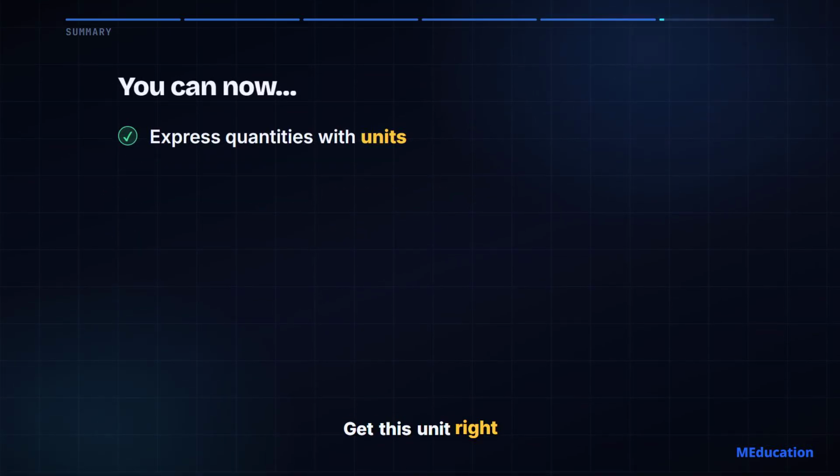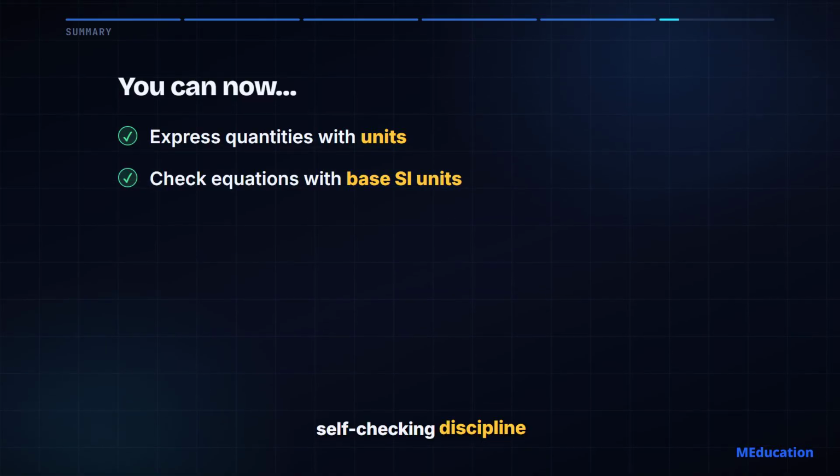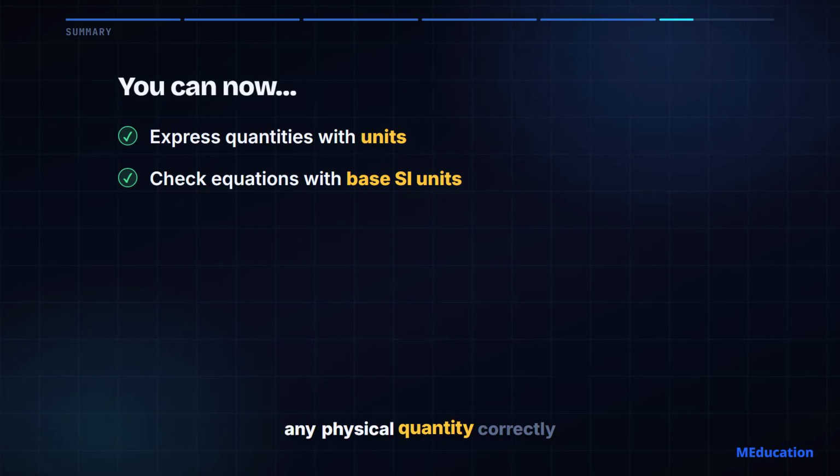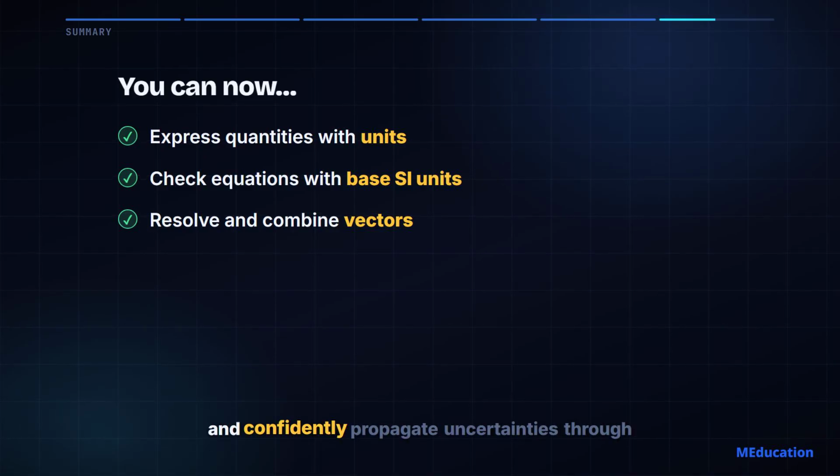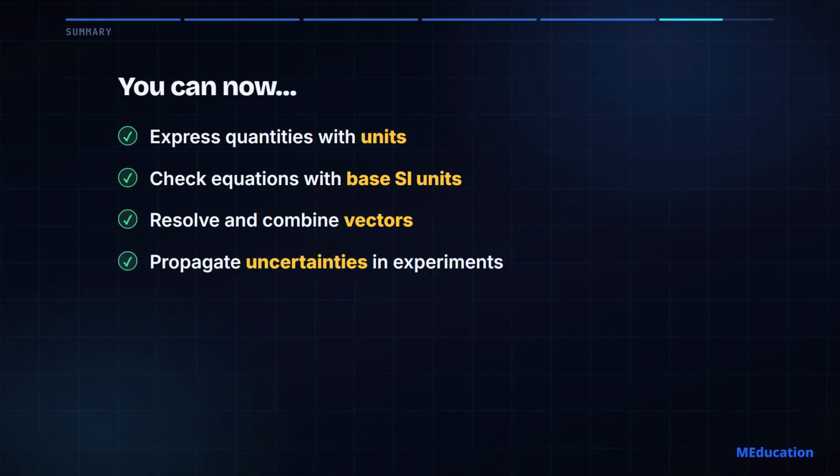Get this unit right, and the rest of the course becomes a structured, self-checking discipline. In this unit, you will learn to express any physical quantity correctly, check complex equations using base SI units, resolve vectors without sign errors, and confidently propagate uncertainties through your practical data. Skip these basics, and you will lose easy marks on every single paper. Take your time here, master the fundamentals, and the rest of physics will follow.